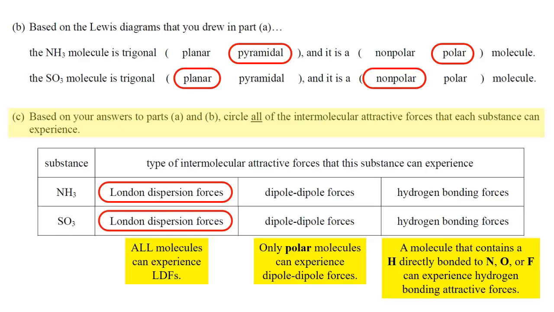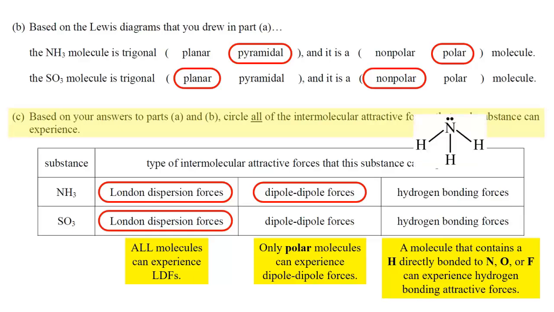So both of these molecules can experience London dispersion forces. But since SO3 is classified as nonpolar, that's it. It cannot experience the other two. NH3 is classified as polar, so it can experience dipole-dipole attractive forces, and there is a hydrogen directly bonded to a nitrogen, so NH3 can also experience hydrogen bonding attractive forces.